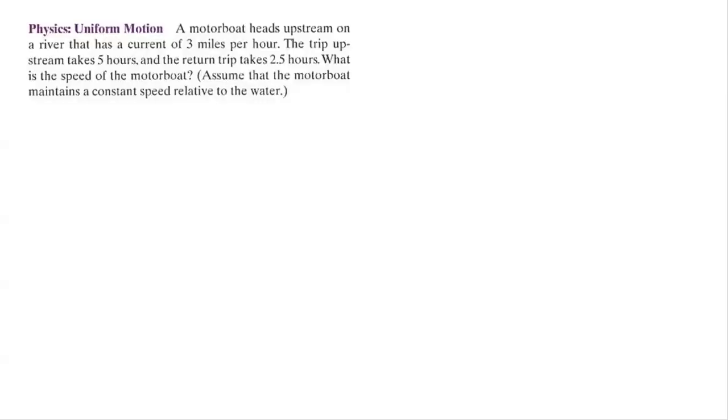Okay, this one is dealing with physics. Uniform motion. It says a motorboat heads upstream on a river that has a current of 3 miles per hour. The trip upstream takes 5 hours and the return trip takes 2.5 hours. What is the speed of the motorboat? Assume that the motorboat maintains a constant speed relative to the water.